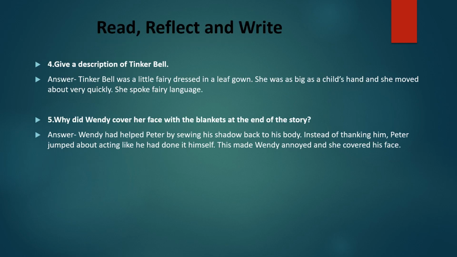Our next exercise is Read, Reflect and Write, given on page number 72. Children, our fourth question is, give a description of Tinker Bell. Yes, a very interesting and easy question. I think all of you know this answer. So our answer is, Tinker Bell was a little fairy dressed in a leaf gown.